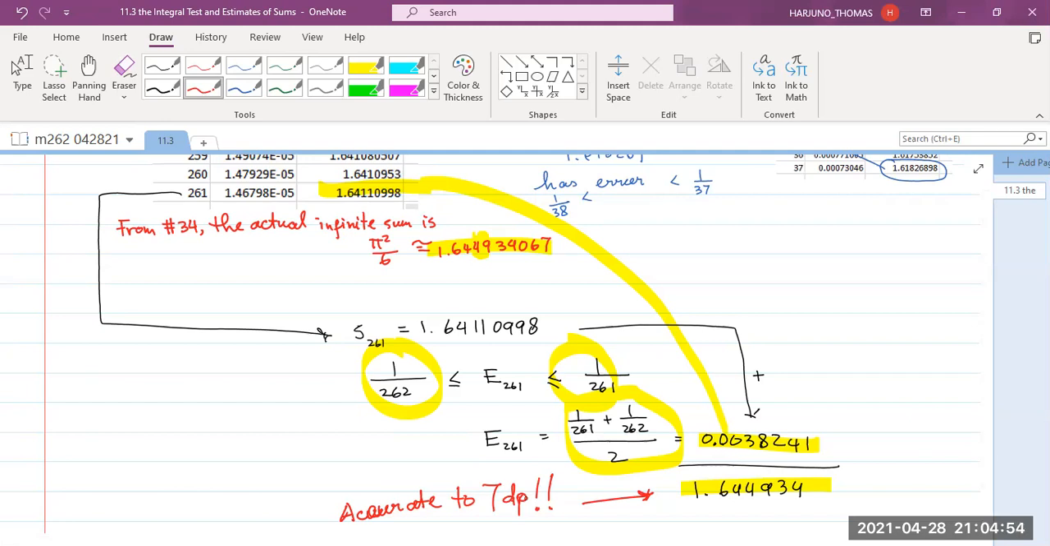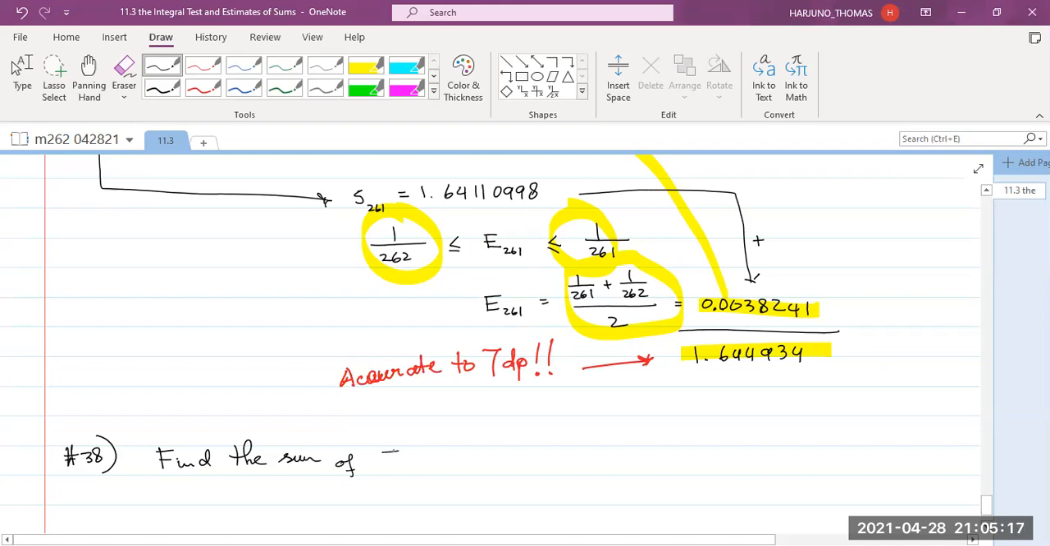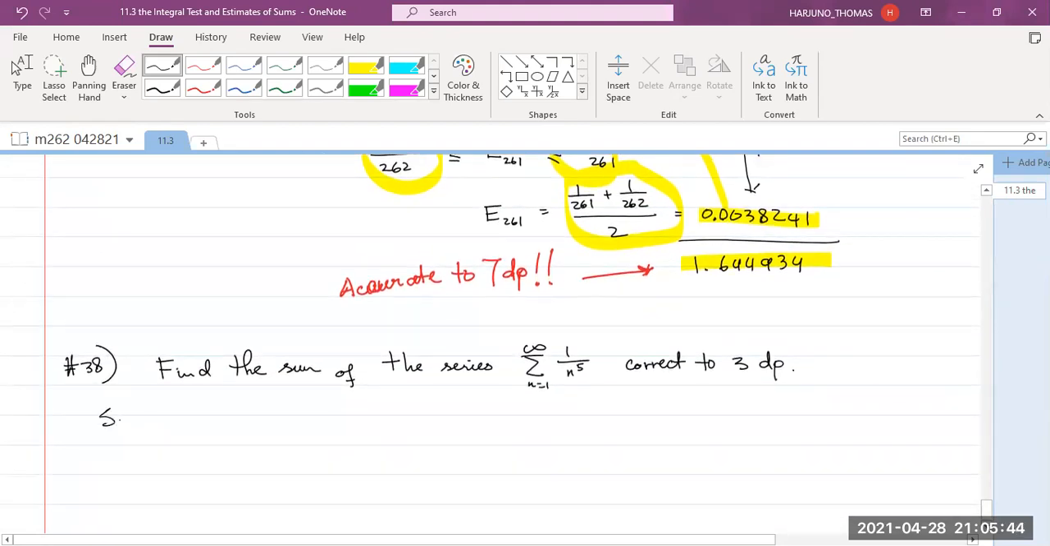Now, let's apply this technique to number 38, which is a question that I thought I did in my lecture. Number 38. Find the sum of the series correct to 3 decimal places. I will just do the standard way first. So I need my error to be less than 0.001.